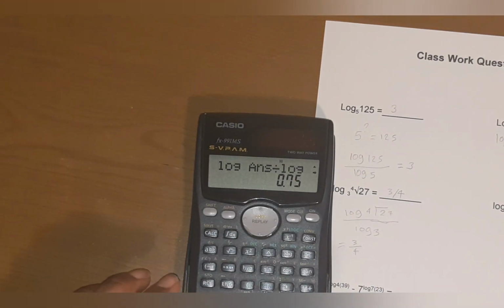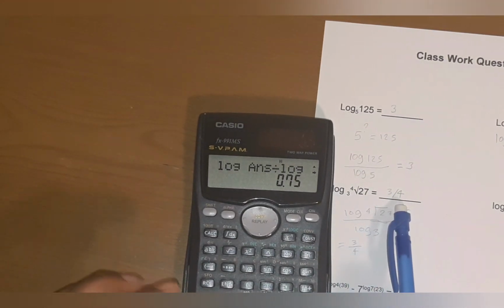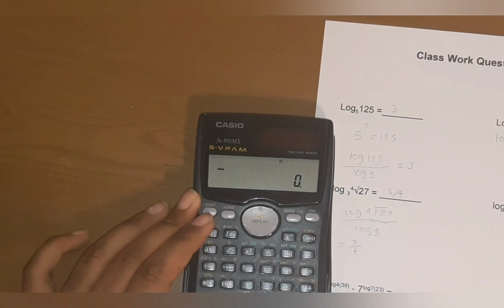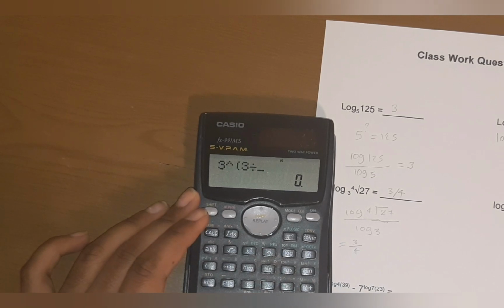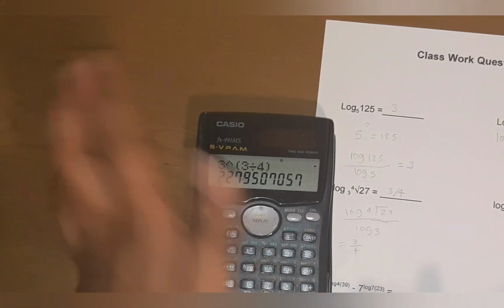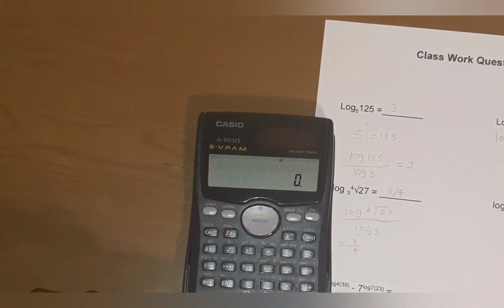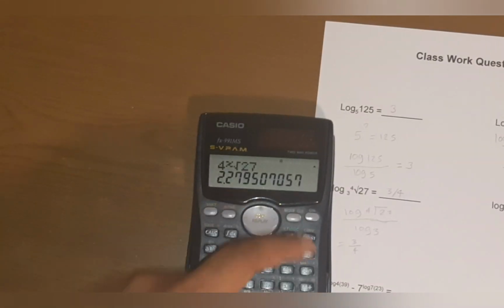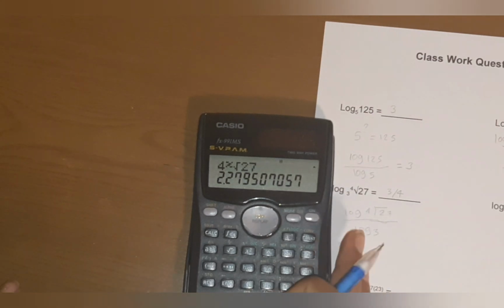So basically what this means is 3 to the power of 3 over 4 is going to be equal to this, and we can check. 3 to the power of 3 divided by 4. So we get 2.279, blah, blah, blah. I think that's what we got before, too. The 4th root of 27, 2.279, yeah. So that confirms that we are right.